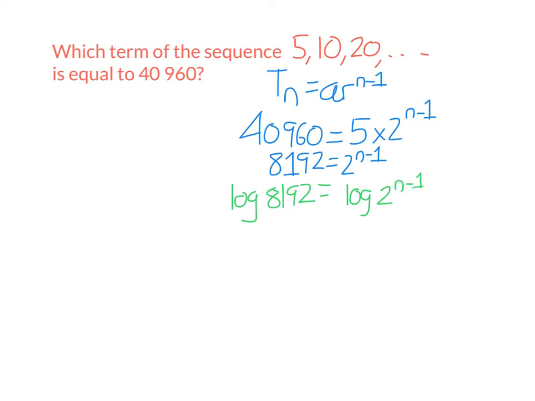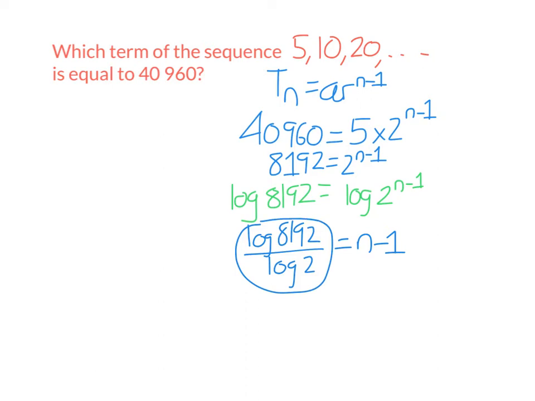So now we can divide each side. So log 8192 divided by log 2, that will give me N minus 1. Now, if you put this in your calculator, you should get the value 13. So 13 equals n minus 1, add 1 to both sides, and you get n is 14. That means the 14th term of this sequence is equal to 40,960.